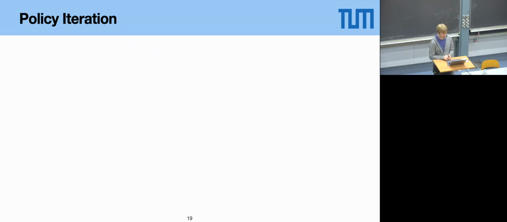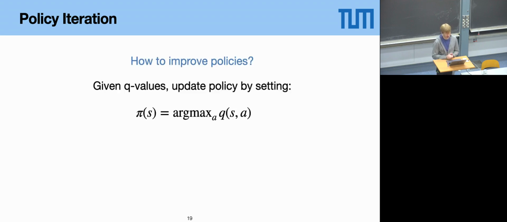Now the second part, after we have the values, would be policy iteration: how to improve the policy. As soon as we have the Q values, we can just update the policy by doing that here. We basically take a look at the values for all the actions, and we choose the action that gives you the highest value. And this over time will then improve the policy.